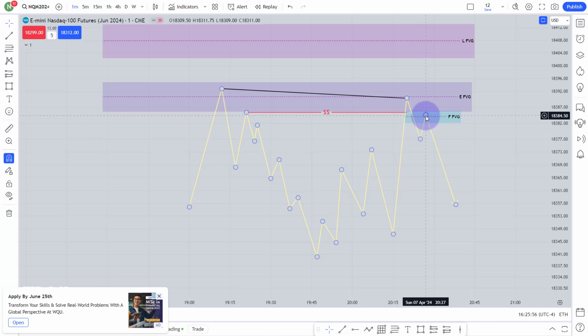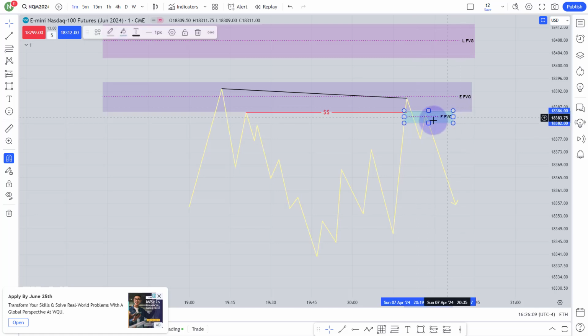Then you will wait to retrace that first fair value gap. But if you see it takes a lot of candles, maybe more than one candle, to break the first fair value gap, a body close has to happen below this first fair value gap, then it will be valid. If it takes more candles, then you don't need to wait to retrace. When the first candle closes below this first fair value gap, you will take your entry over there.